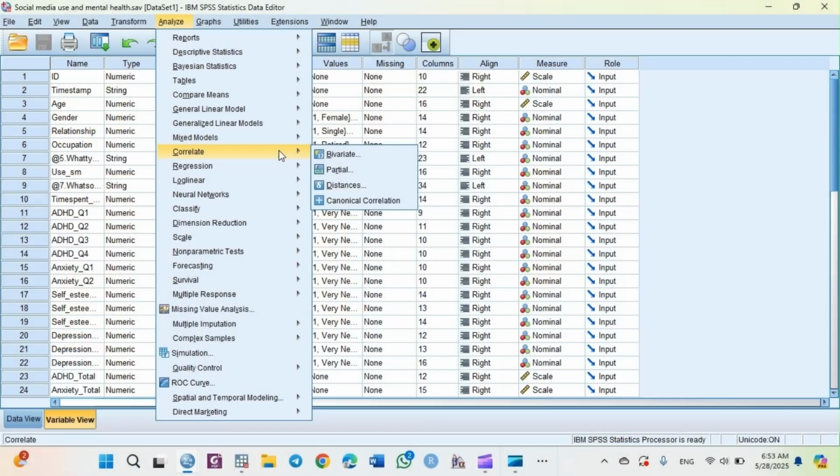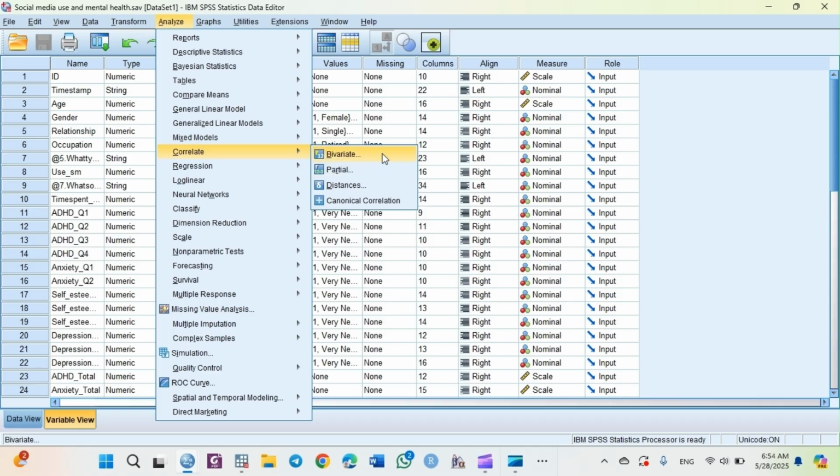Today we'll see a correlation analysis on SPSS. Correlation analysis is used to describe the strength and direction of the linear relationship between two variables. To do this, just click on Analyze, then Correlate. When you click that, you will have at least four options: bivariate, partial, distance, and canonical correlations. We will focus on the bivariate and the partial correlations.